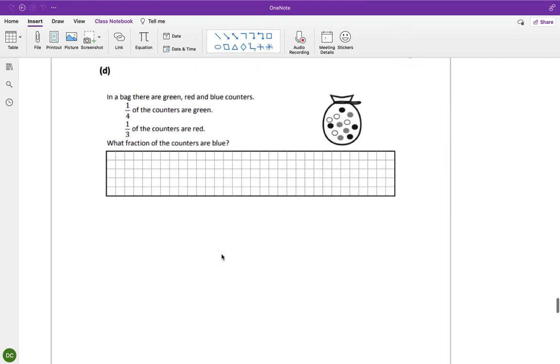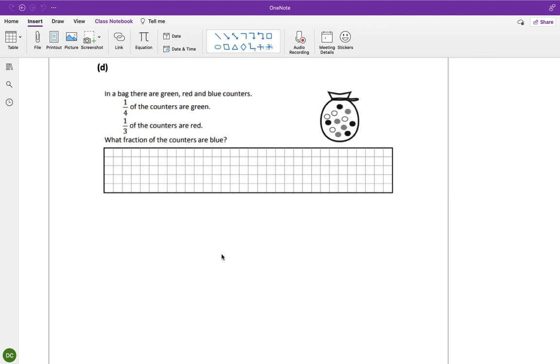Okay, and the last one in this question. In a bag there are green, red and blue counters. A quarter of the counters are green, a third are red. What fraction are blue? Okay, so a quarter plus a third. Now, whether you do it out yourself or just type it into your calculator, it shouldn't matter.